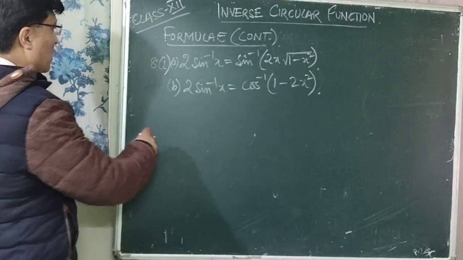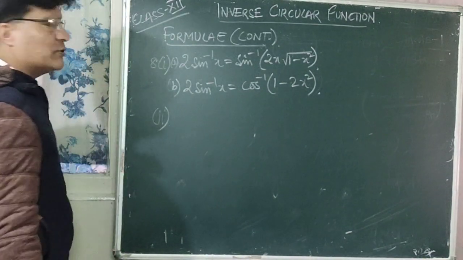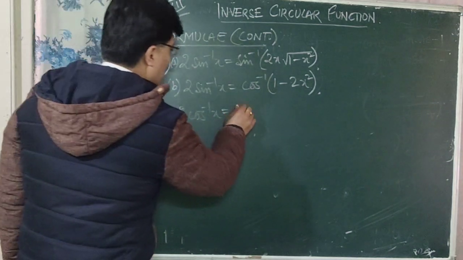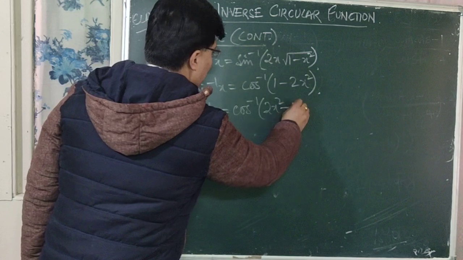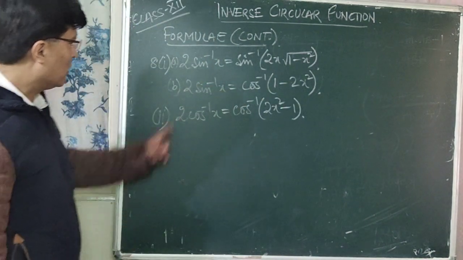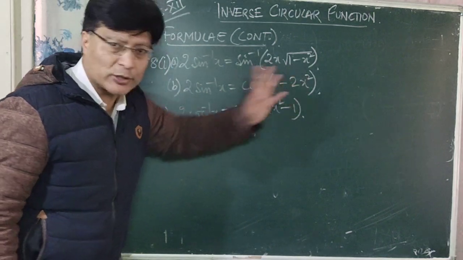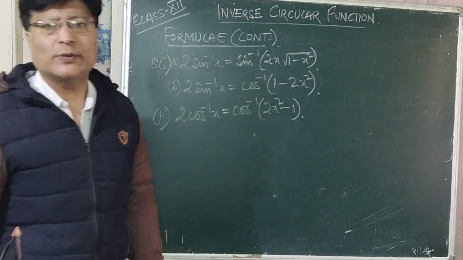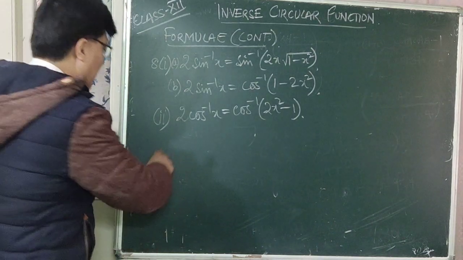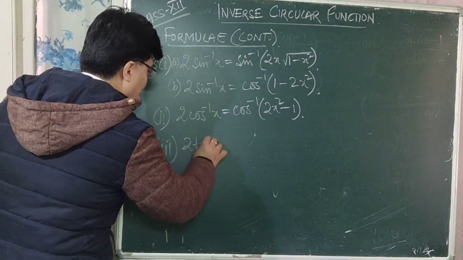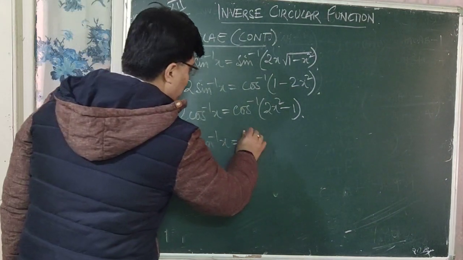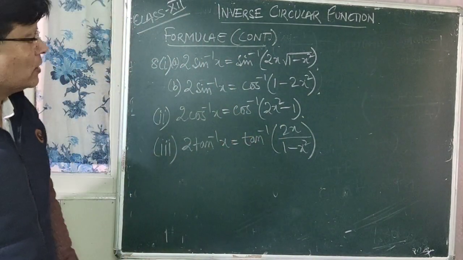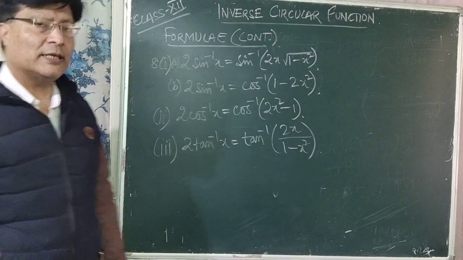We will prove it also. Then number 2 formula is 2 cos inverse x is equal to cos inverse 2x square minus 1, right? 2 sine inverse x is equal to cos inverse within bracket 1 minus 2x square. But if you have 2 cos inverse x, then this is equal to cos inverse 2x square minus 1. Okay, next number 3 formula is 2 tan inverse x is equal to tan inverse 2x upon 1 minus x square. So these are the formulae that you should remember.